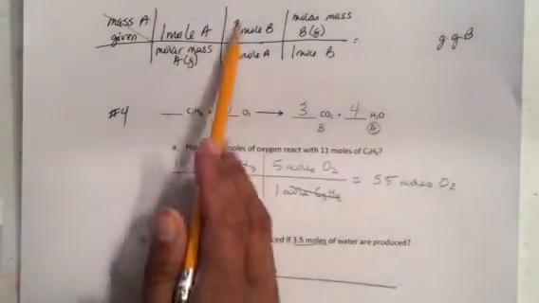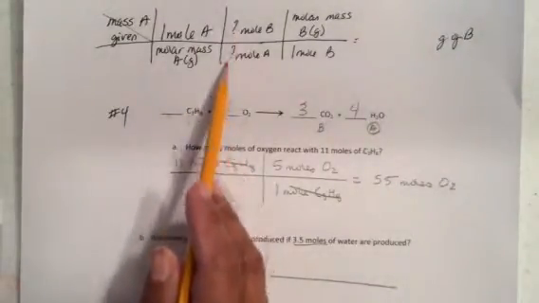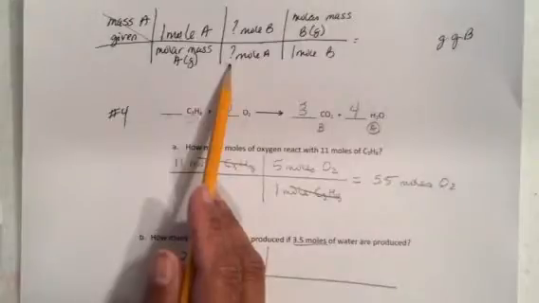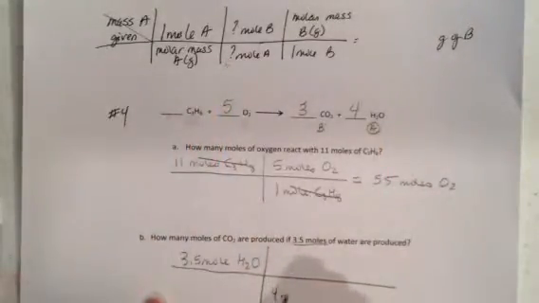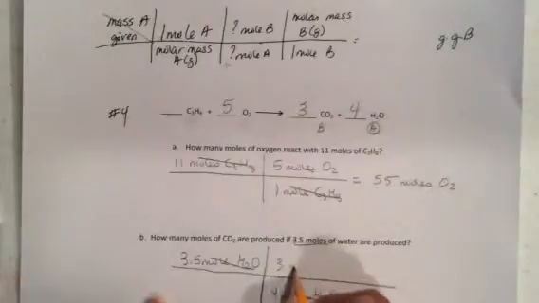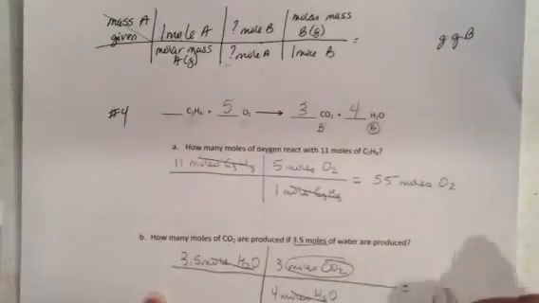And now I need the mole ratio. Where you see these question marks, that's the mole ratio from the chemical reaction. So how many moles of water do I have? 4. I want to put that on the bottom because then that'll allow that to cancel. And then I'm going to put 3 moles of CO2 on the top. That'll give me the units I'm looking for.